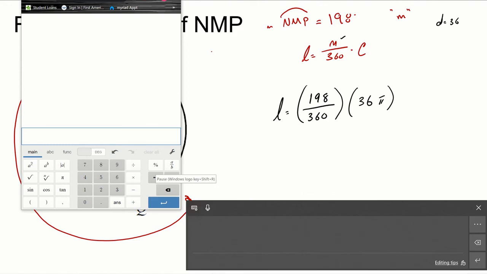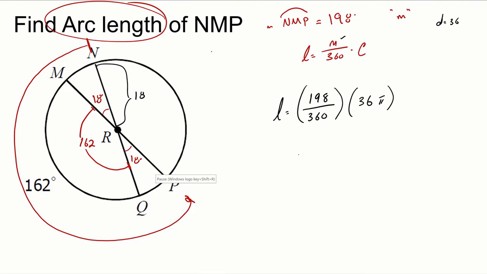So if I want my exact answer, I'm going to type in everything exactly as I see it. So 198 divided by 360, parentheses, times 36. Now, again, if you notice, it gives you a decimal. To get the fraction, we simply click that. And so here, I get 99 over 5. And notice how I did not put pi as part of my answer. That's because I want to leave pi in my answer. So we get 99 over 5 pi as my answer.